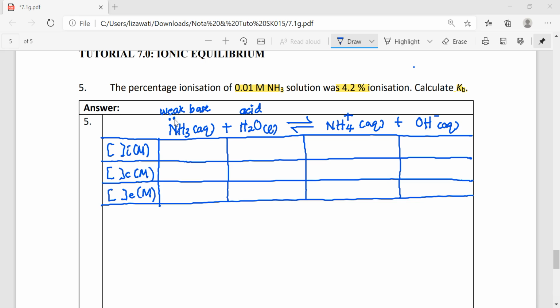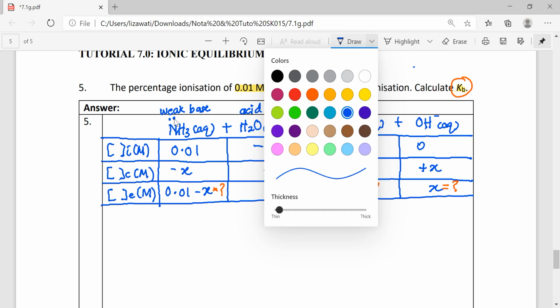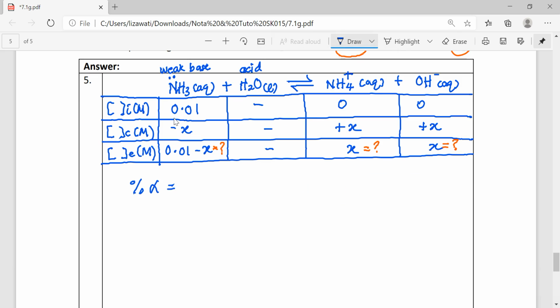Here is the ICE table. Now substitute the initial concentration, change, and at equilibrium. Now actually our target is to calculate the Kb. Therefore you have to find the concentrations of the reactant and products at equilibrium. So we have to solve for the value of x. One more piece of information here refers to the percentage of ionization. We can use the percentage of ionization to calculate the value of x. So first write the formula, times 100%.